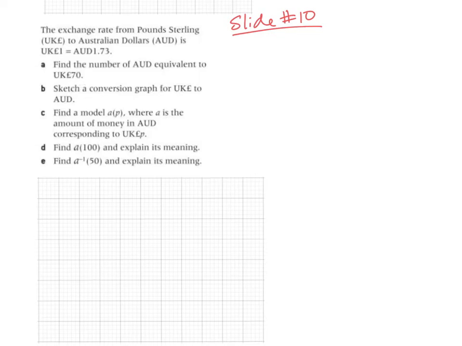Well, if 1 British pound is equal to 1.73 Australian dollars, then 70 British pounds would be equal to 70 times 1.73, which is 121.10 Australian dollars. Now, let's talk about rounding.